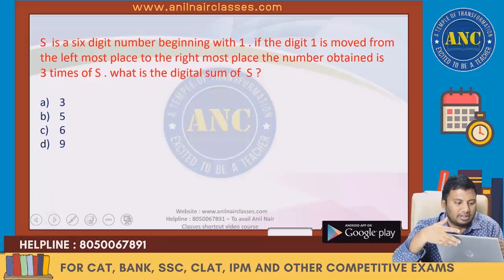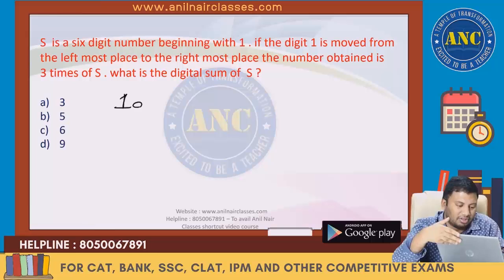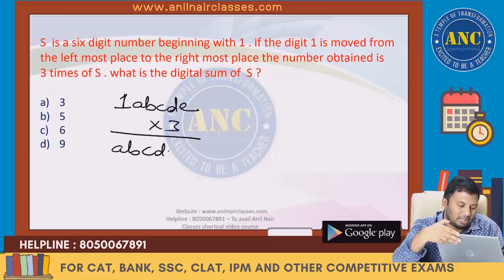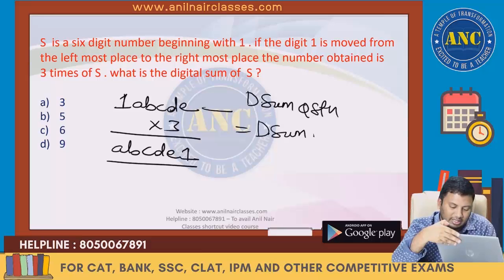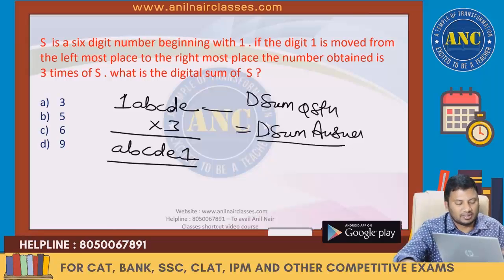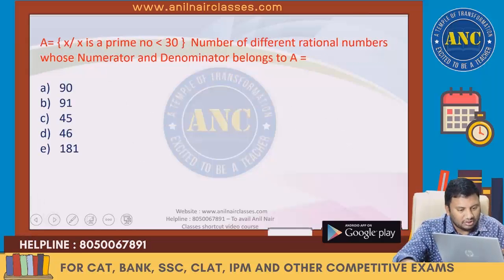Next one, there is a 6-digit number with the leftmost digit 1, A, B, C, D, E. It is multiplied by 3. It becomes another 6-digit number. Right? So the digital sum in the question is equivalent to the digital sum in the answer. This is the method we used.